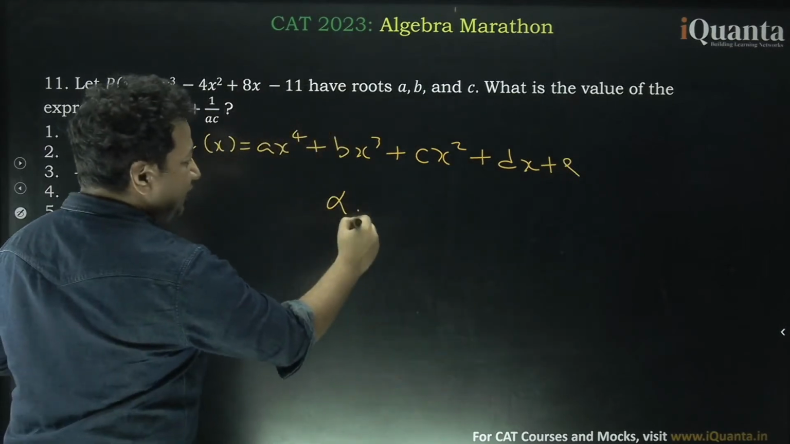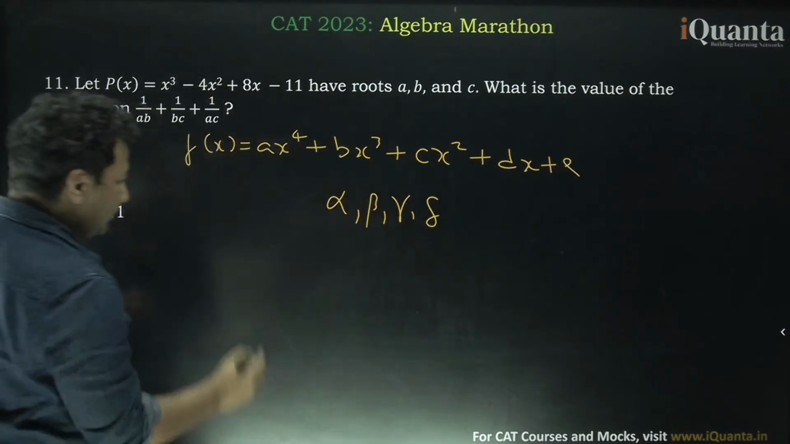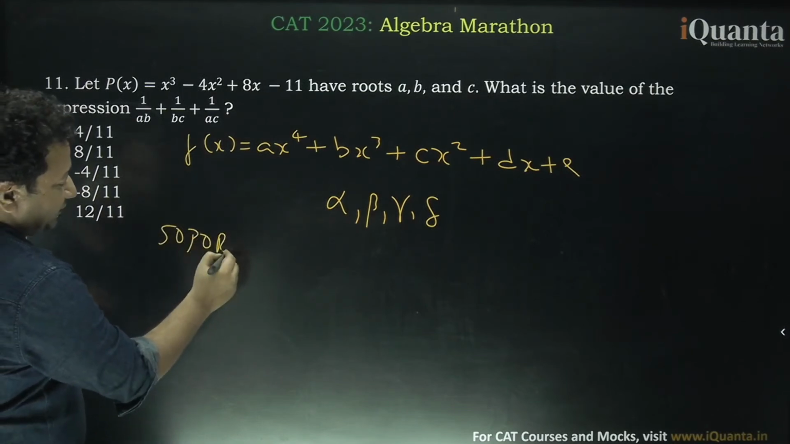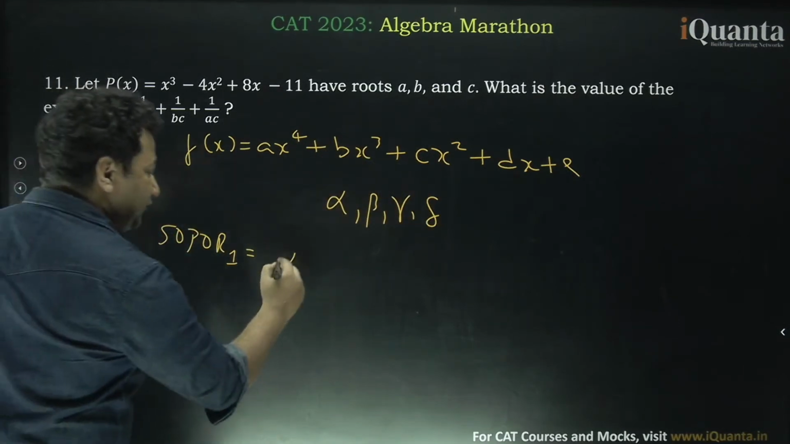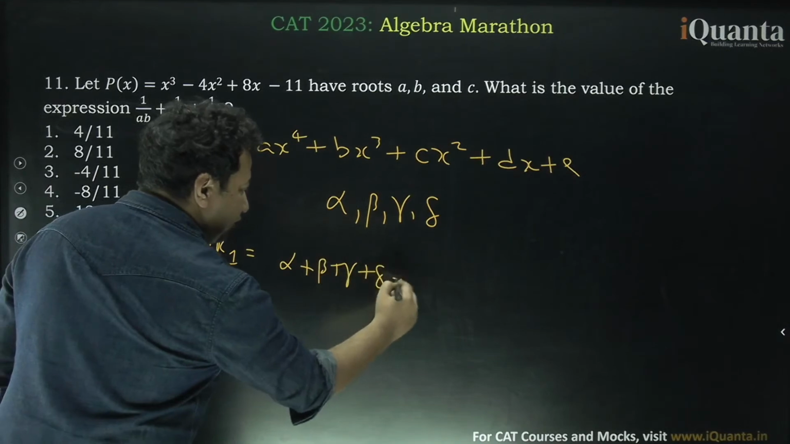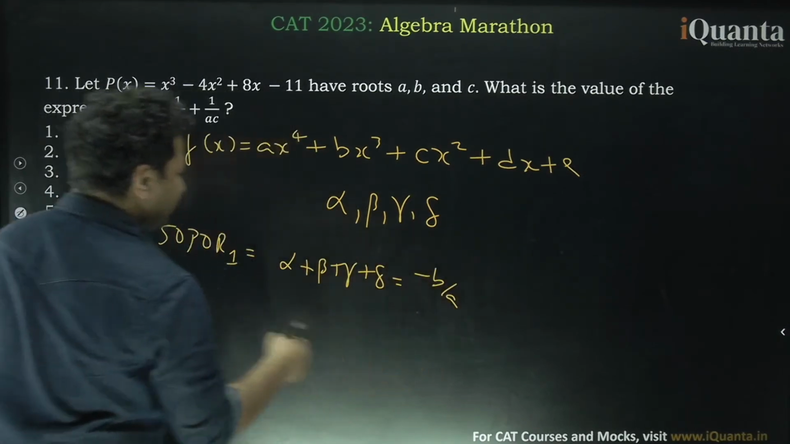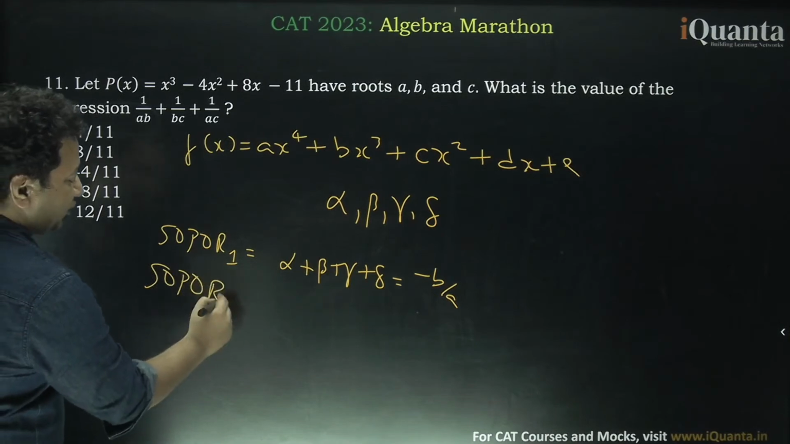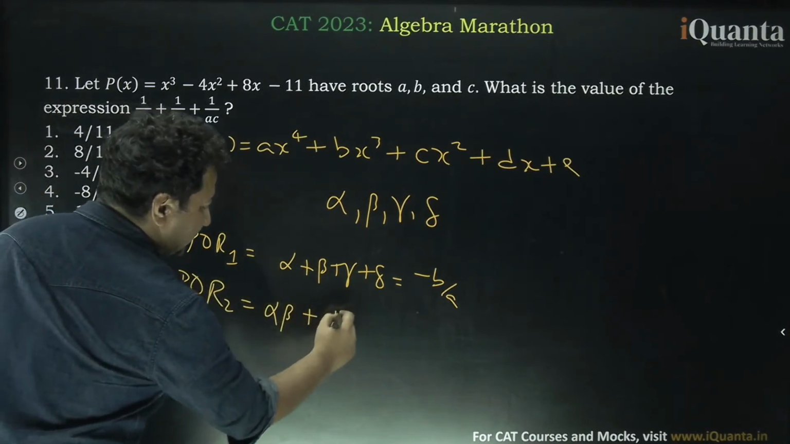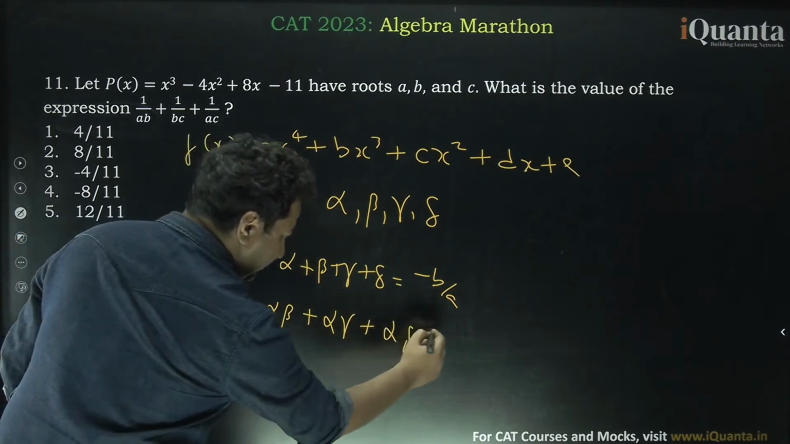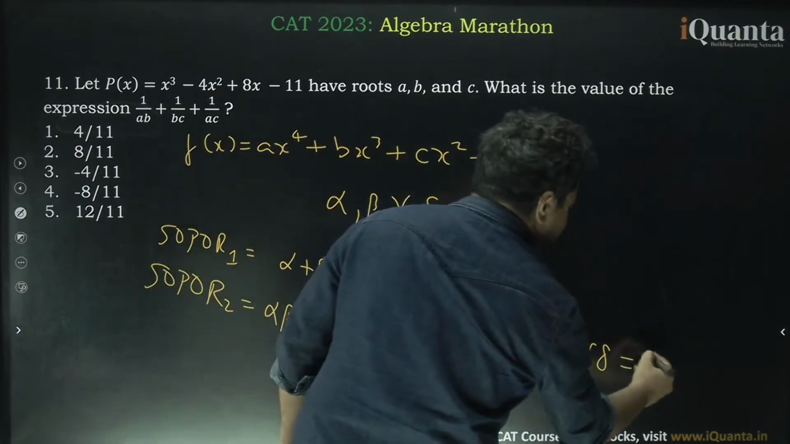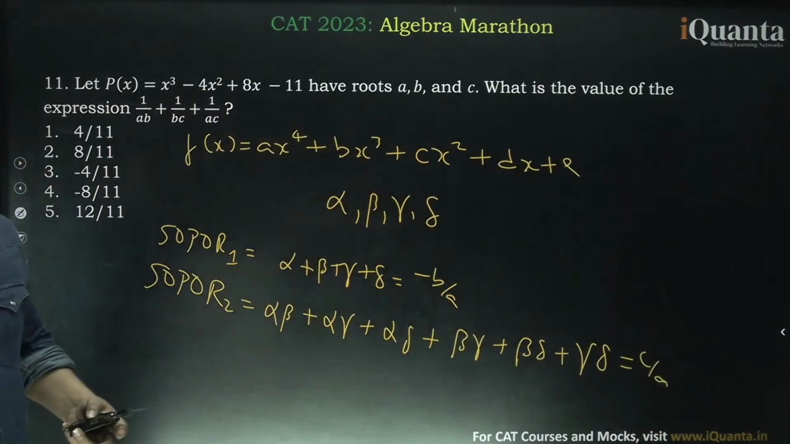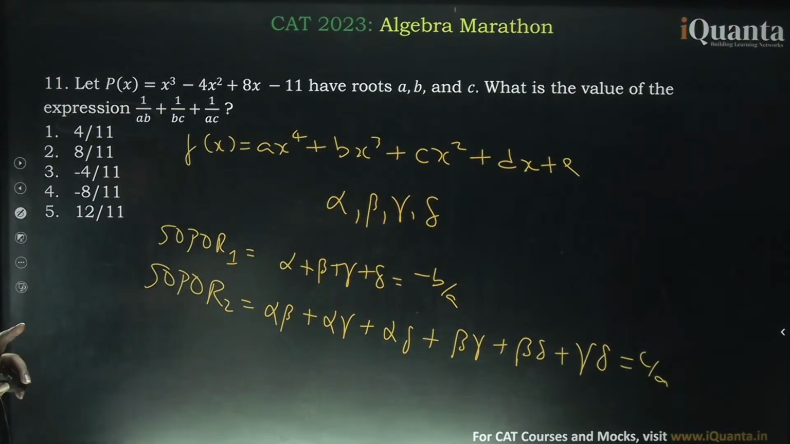Let the roots be alpha, beta, gamma and delta. So SOPOR1. You don't have to remember this alpha, beta, gamma, delta, but I think it's clear. So alpha plus beta plus gamma plus delta will be equal to minus b by a. It's the same thing. Taking two at a time, I hope it's clear to all of you. Alpha beta plus alpha gamma plus alpha delta plus beta gamma plus beta delta plus gamma delta will be equal to c by a, right? And similarly, if I take 3 at a time, minus d by a and so on. Perfect. No problem there. I hope you have written this down.